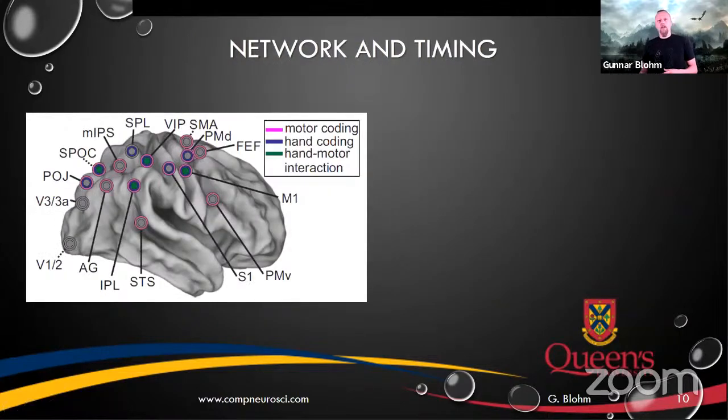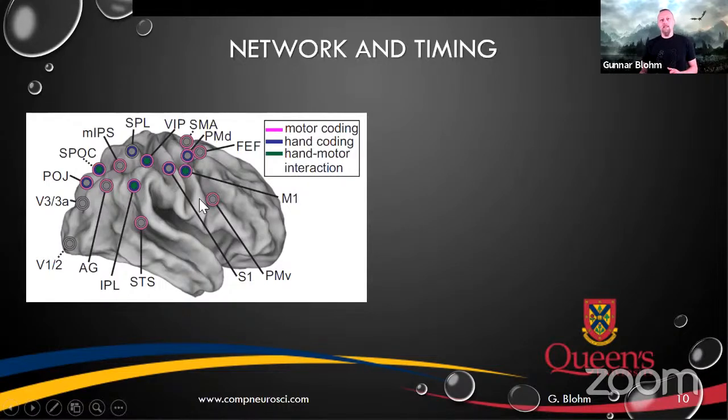Now, to summarize those results, we can highlight the areas that show movement information in pink. So this is from our previous study. And now we overlay the hand specificity in blue and whether motor plans were different for each hand in green. And so you can see that different subnetworks are involved to represent hand information and hand-specific motor plans.